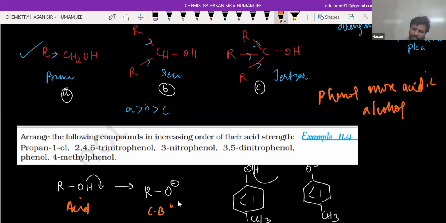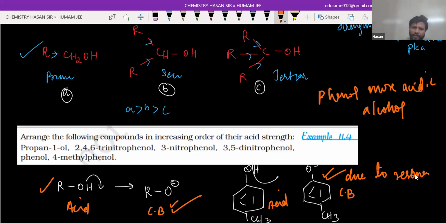If the conjugate base is more stable, it is more acidic. So this is your acid and this is your conjugate base. I think this conjugate base is more stable due to resonance. Yes or no, Austin? In the alcohol there is no resonance, so it is less stable. So basically, phenols are generally more acidic than alcohols. Is that clear?